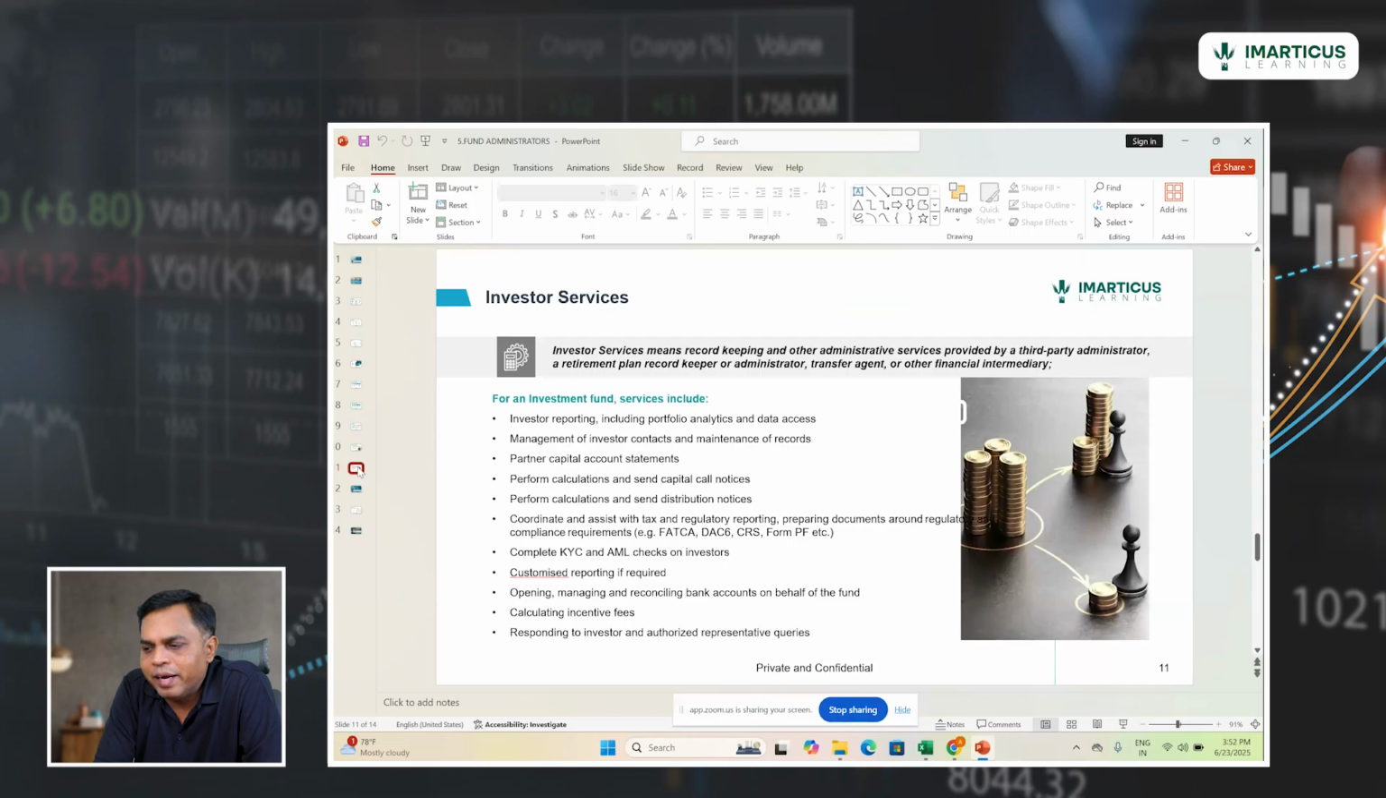Now let's look at some of the investor reporting. The fund administration is also responsible for a variety of investor reports. For example, investors need a portfolio performance report. The fund administration is the one who supplies all this information to the investors.